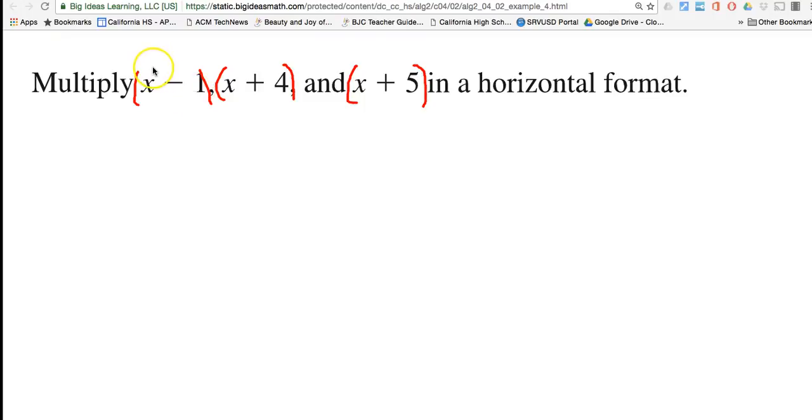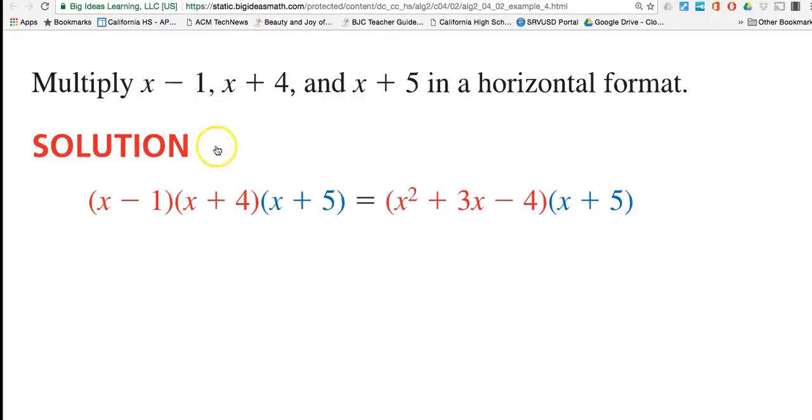When you multiply the first two together, you're just going to use FOIL. In this case, let's go ahead and multiply the first two together. We FOIL these two, and we get x squared plus 3x minus 4. Now that's just the product of these first two. Now we need to multiply this product by the binomial, the x plus 5.